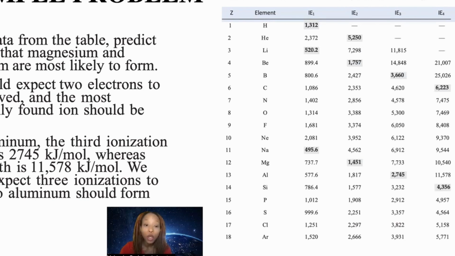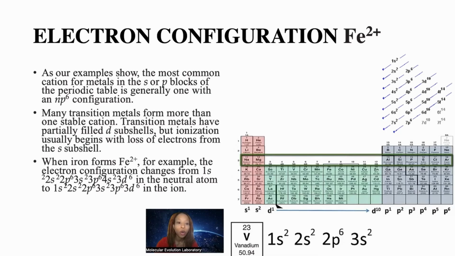Because we remove 2 electrons from magnesium, we expect a large jump in ionization energy. Because we're removing 3 electrons from aluminum, there's a large jump in ionization energy. Our examples show the most common cation for metals in the s or p blocks of the periodic table is generally one with a p6 configuration. We have the s block and the p block here. Here we have the p6, p5, p4. Many transition metals form more than one stable cation.